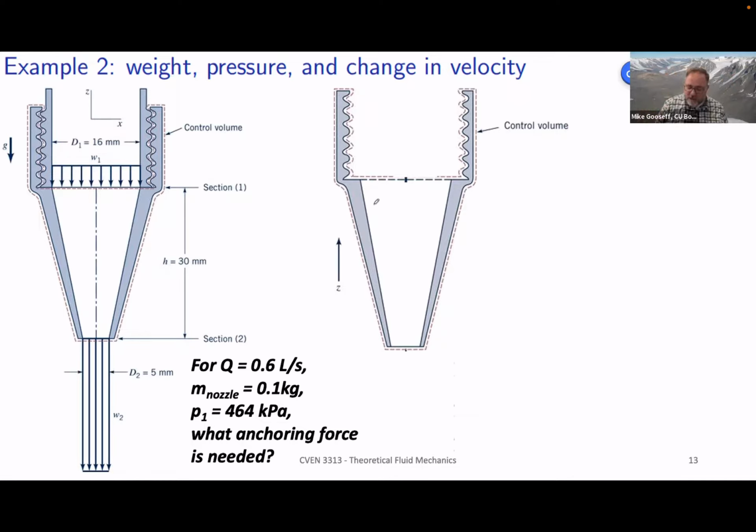So we're given a couple of things here. We're given a width. We've noted that W2 is a constant velocity on the downstream side, and we have a uniform velocity across the inflow as well, W1. This diameter is 16 millimeters at the opening, and it's 5 millimeters at the exit to the atmosphere. So first of all, let's start with, this is all going to be in the Z direction, right?